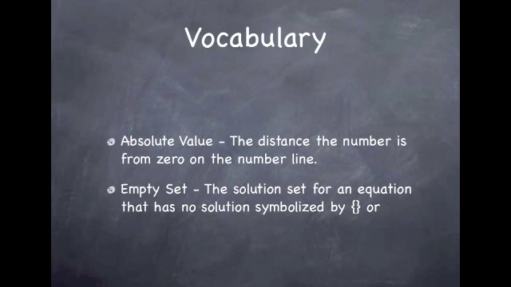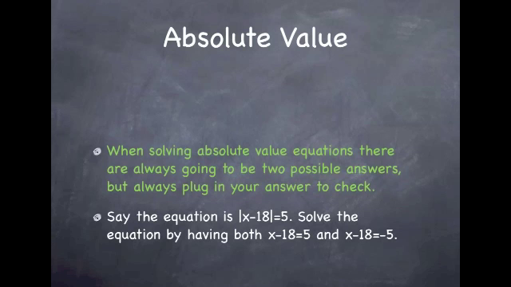Vocab. Absolute value: the distance a number is from zero on the number line. Empty set: the solution set for an equation that has no solution, symbolized by a circle with a line through it.